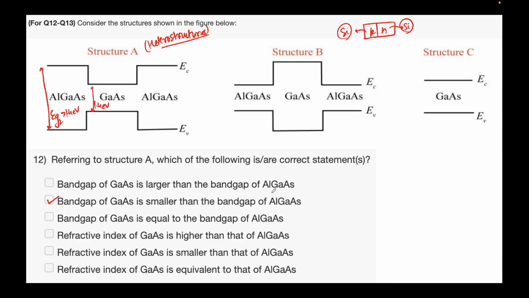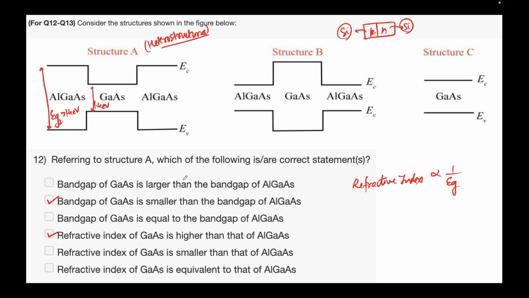This option is correct. Second thing is the refractive index. What you can try to remember is that the refractive index, ordinarily, is just inversely proportional to your Eg. So the higher the band gap, the lower the refractive index. So in this case, the band gap of gallium arsenide is lower, which we have established. So the refractive index of gallium arsenide will be higher.